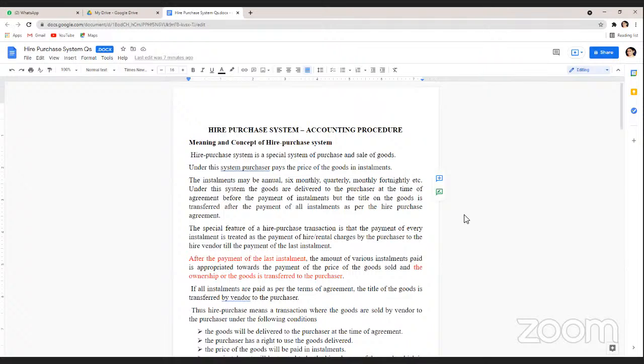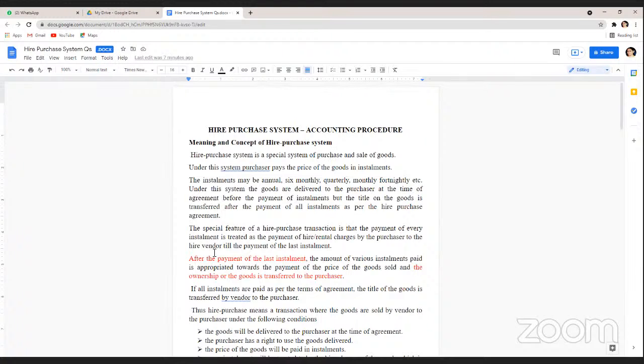Today our topic is the hire purchase system and its accounting procedure. By now we have come across how firms keep their books of accounts and maintain financial accounting, and under advanced accounting we learned how partnership firms keep and maintain their books. Okay, that's hire purchase system.